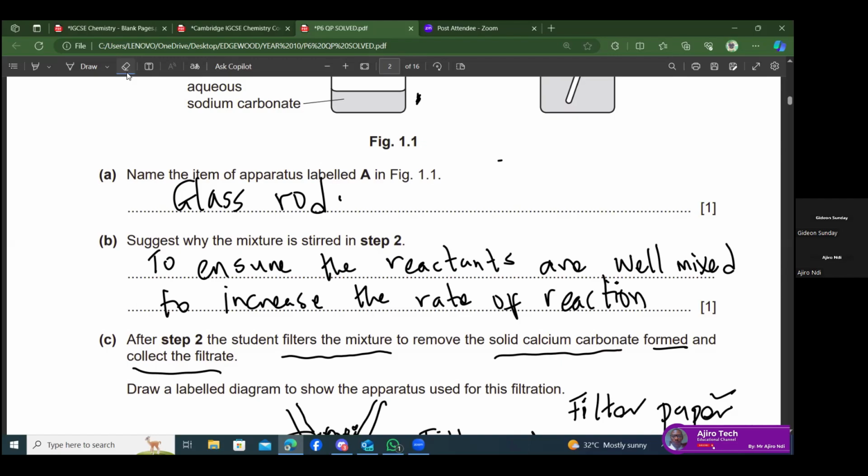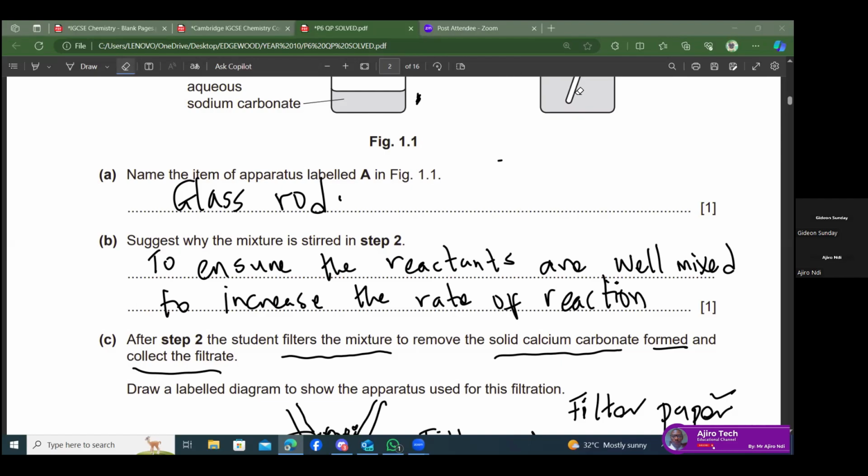Let me see if there are any messages on the chat. Like I said, if you have any question while we're explaining, just type it into the chat box and I'll check and answer. Someone is asking which paper. This is February, March 2024. We're solving this paper.